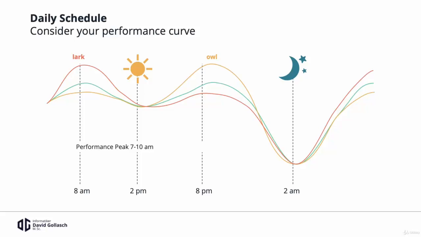On the other hand, for owls, it's the opposite, right? So they are likely to get up late, and their performance peak in the morning is not that much of a performance peak. But their performance peak in the evening is even higher and even stronger. So their total performance peak of the day is in the afternoon or in the evening. So at around the evening time.